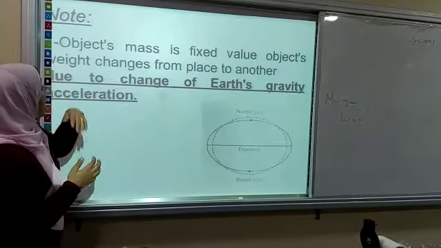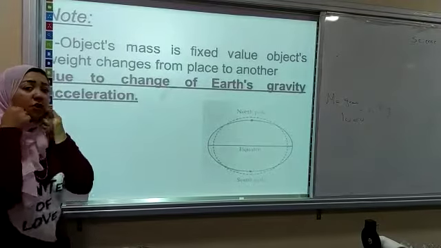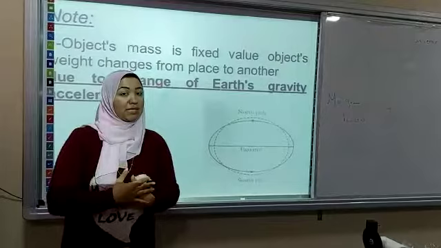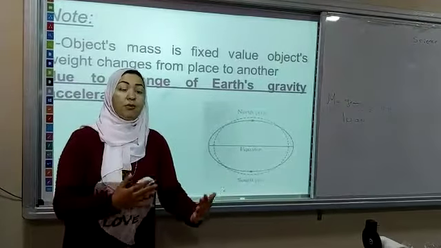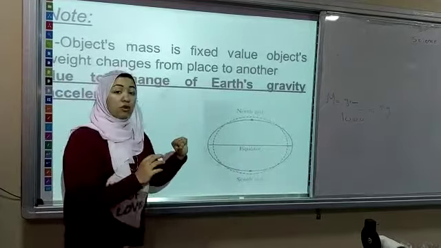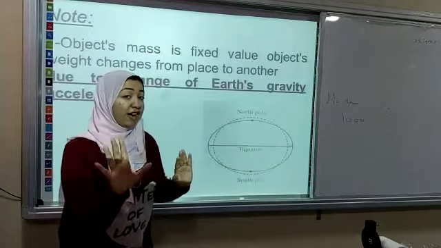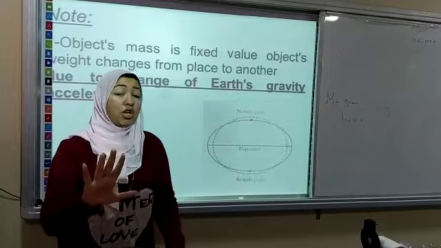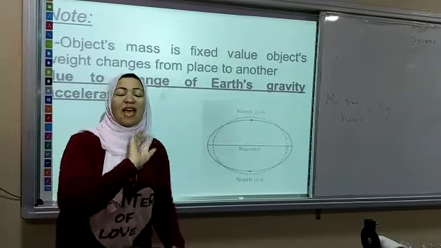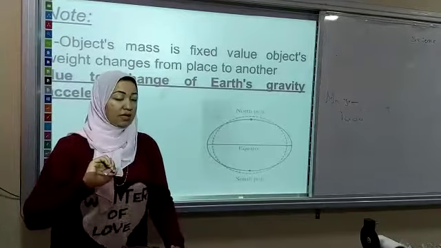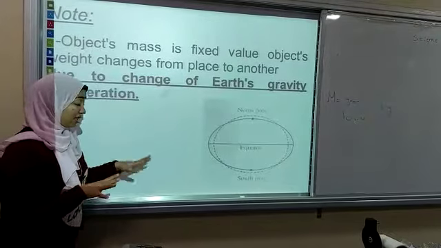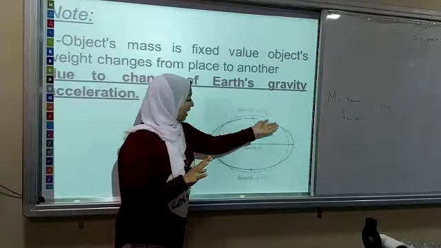Let's continue. Here we said the mass of the object is constant, it doesn't change. If your mass on the earth is 60 kilograms, it will be the same on the moon or Jupiter or any place on the ground. So the mass is constant, but the weight is variable. The mass has a fixed value, while the weight is variable. So the object will change its weight according to the place of the object.